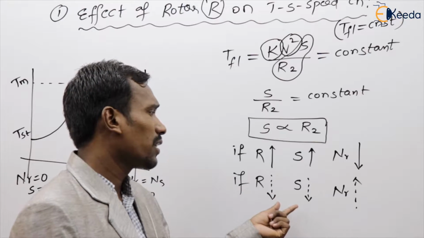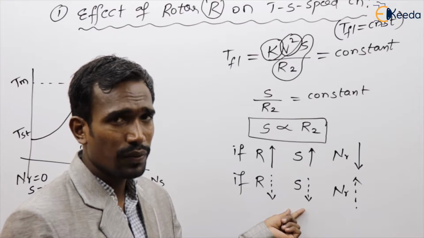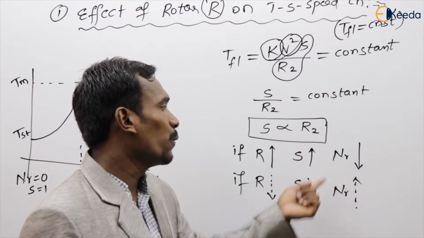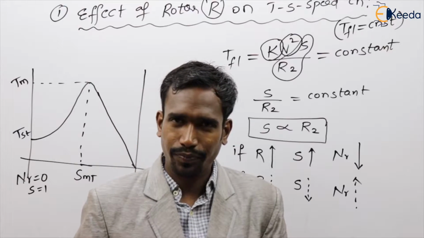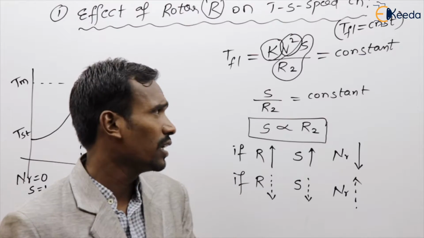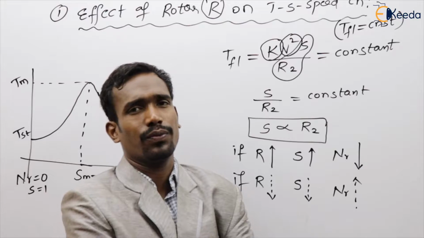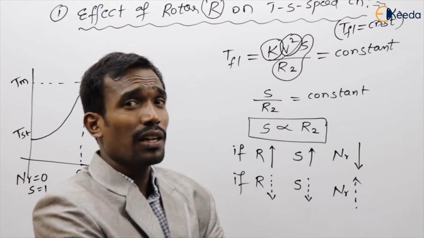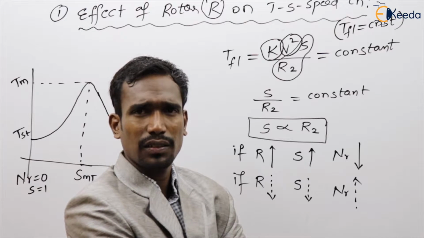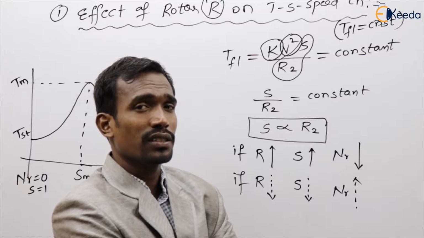This is the speed control method. Yes or no? We can control the speed by changing the rotor resistance. What are the advantages of this method? The first advantage: it is an easy speed control method. What are the disadvantages?